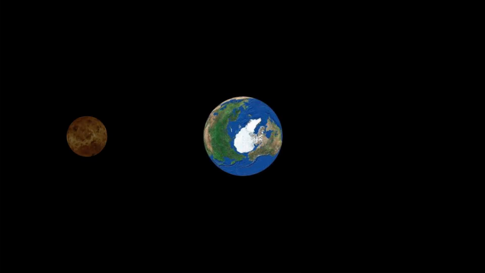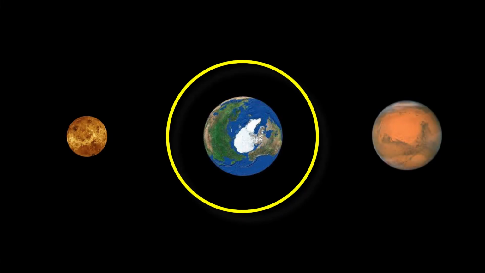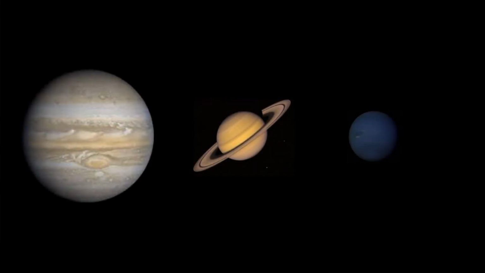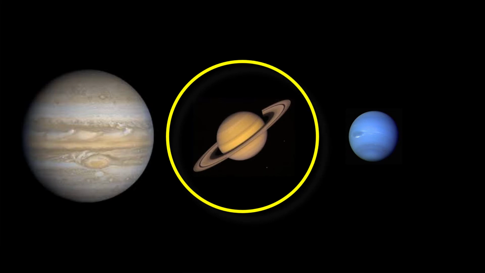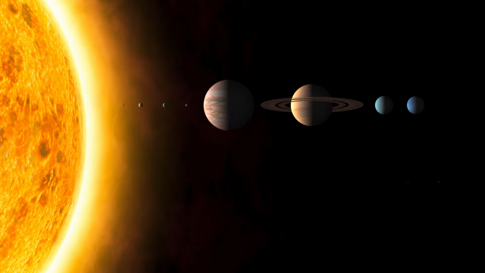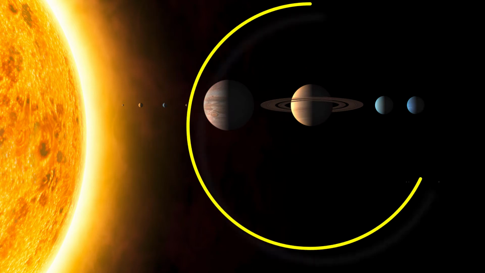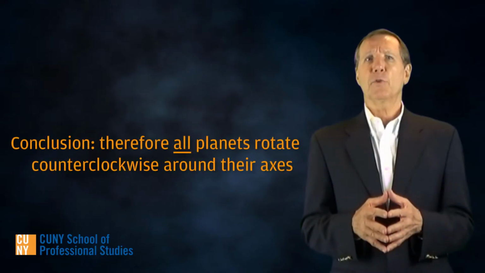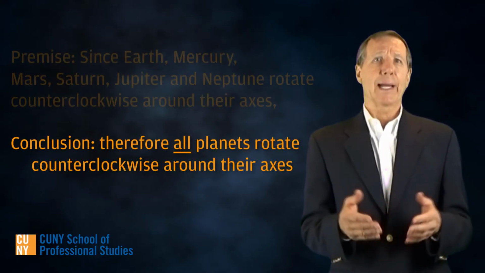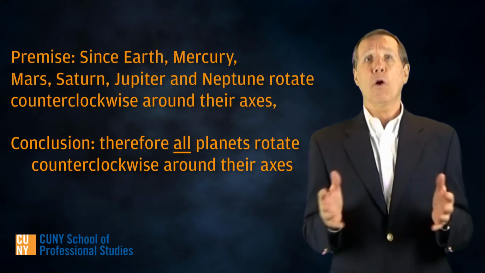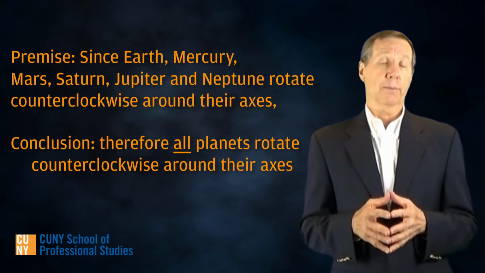The Earth, Mercury, and Mars rotate counterclockwise around their axes. Saturn, Jupiter, and Neptune also rotate counterclockwise around their axes. So it seems likely that all the planets in our solar system rotate counterclockwise around their axes. Note that the conclusion is a universal generalization because I am inferring that counterclockwise rotation is common to all planetary bodies in our solar system.